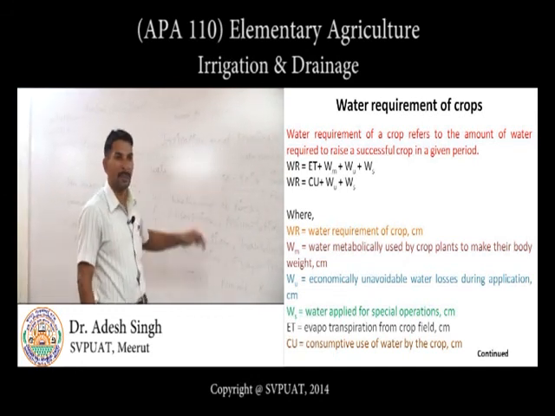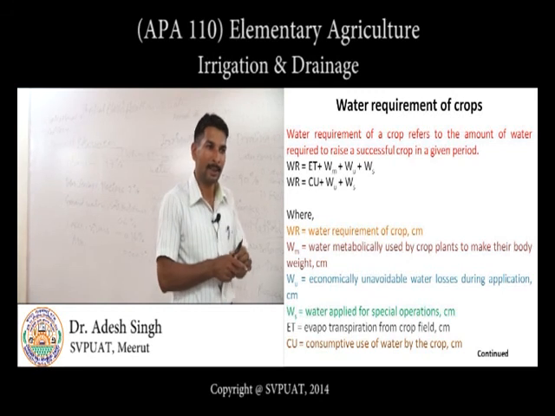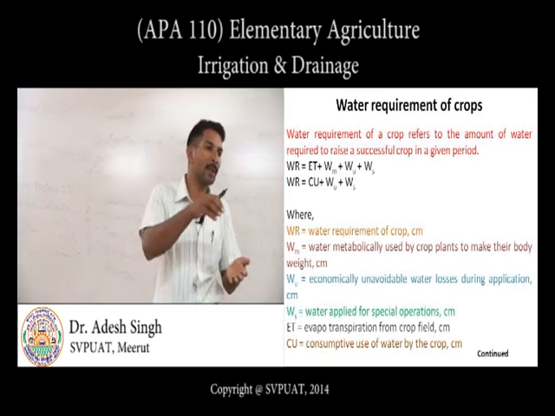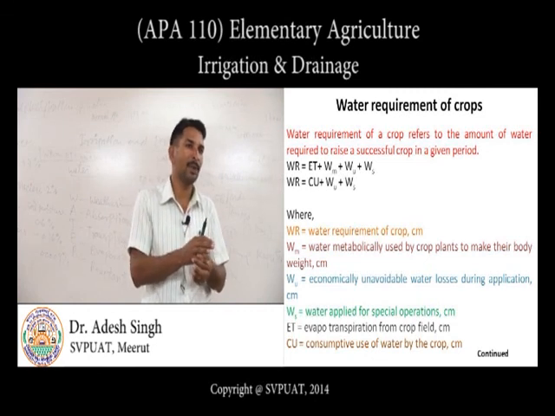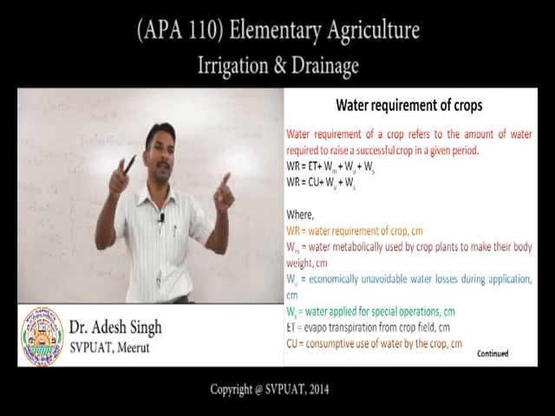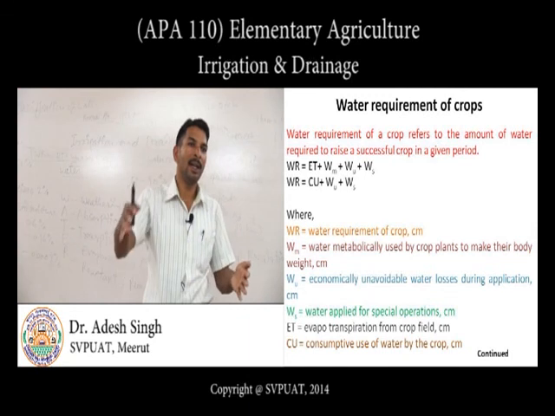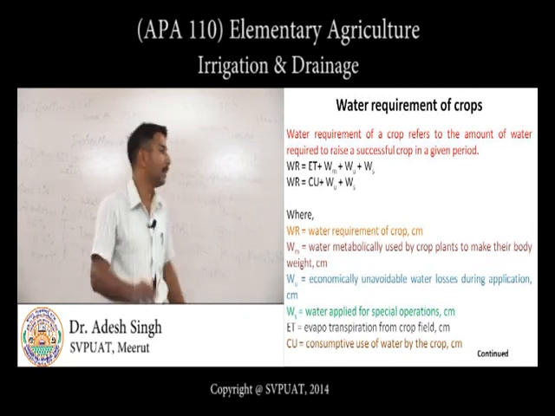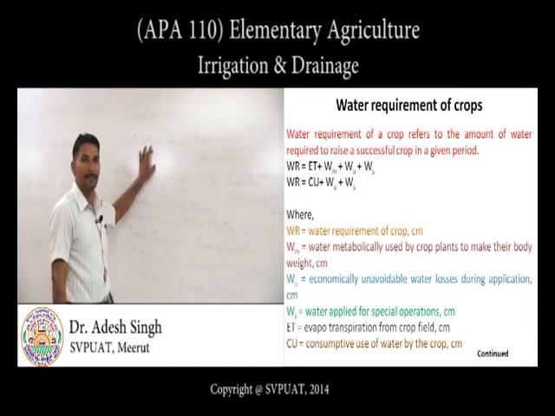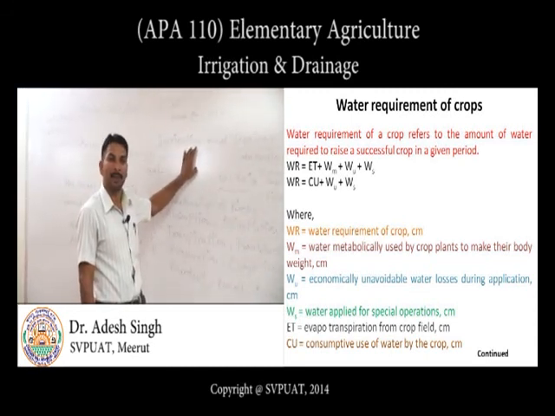And special purpose means, for example, in case of rice, the water is used for transplanting purpose, or you can say puddling is the important process in which the water is stagnated in the field and the churning should be done, which is known as the puddling process. So this water comes under the water used in special purposes.